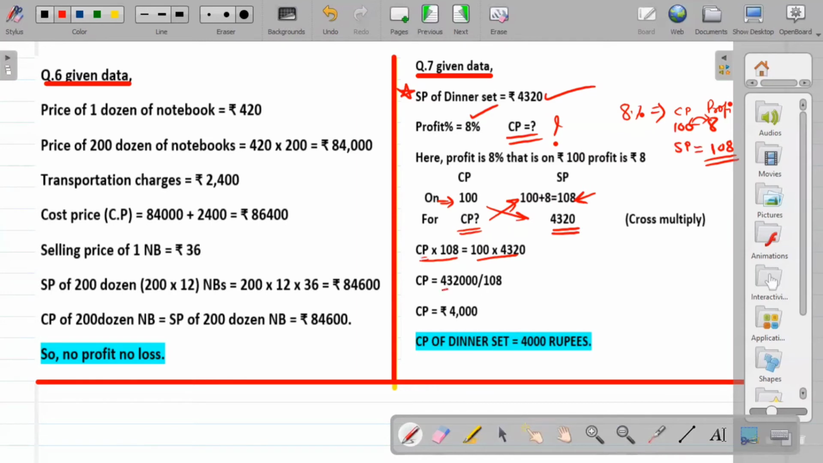So 4,32,000 divided by 108. This is 432. If you divide with 108, 108 ones are 108, 108 fours are 432. And these 3 zeros will be on it. 1, 2, 3. So the CP of your dinner set is nothing but 4,000 rupees. If you go by this logic, if CP is unknown, you will get a CP. If SP is unknown, you will also get a SP. So try to go by the logic.